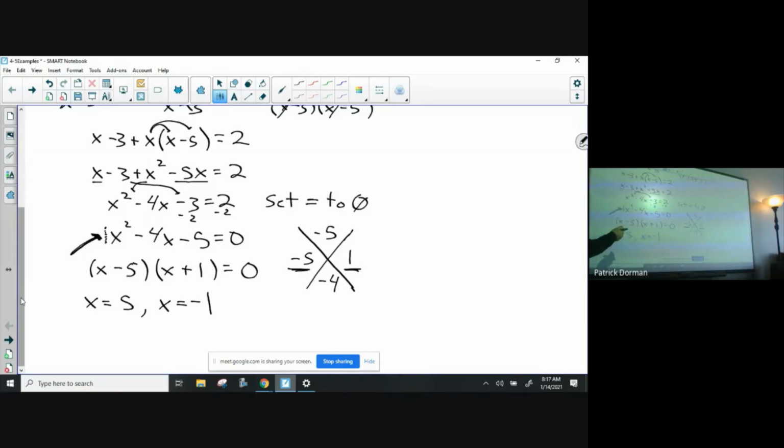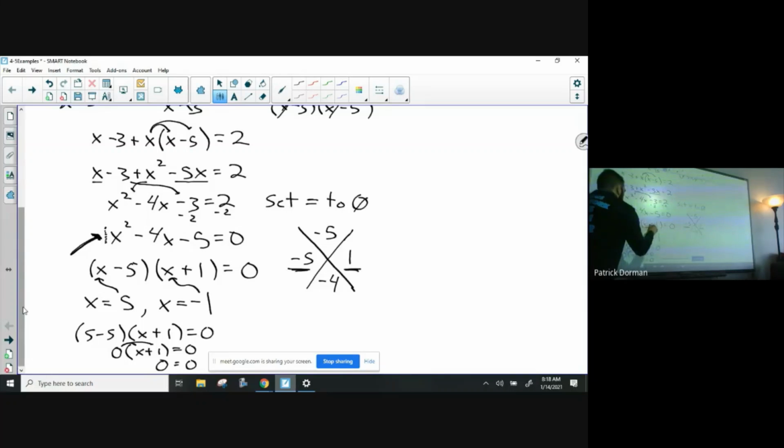It's awesome. When I plug this in here, right, I get 0. So let's imagine that happens. If I plug that in, I wind up with 5 minus 5 times x plus 1 equals 0. So right, that's 0 times x plus 1, which is 0, right? If I distribute the 0, I get 0. 0 equals 0. So that shows me that that is a solution, because when I plug it back in, I get a true statement. And you would find the same thing is true if you plug the -1 in as well.